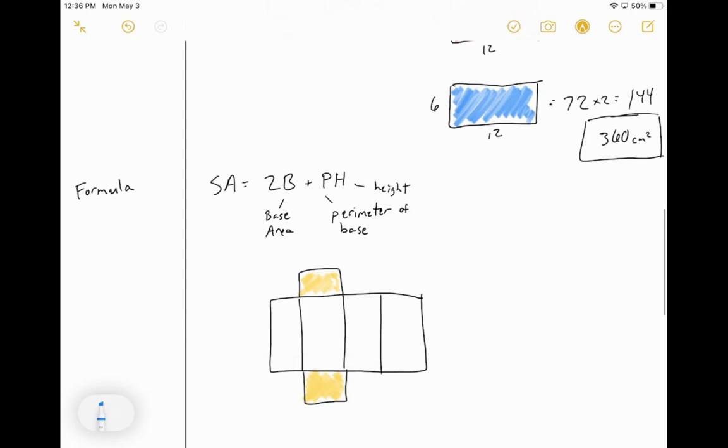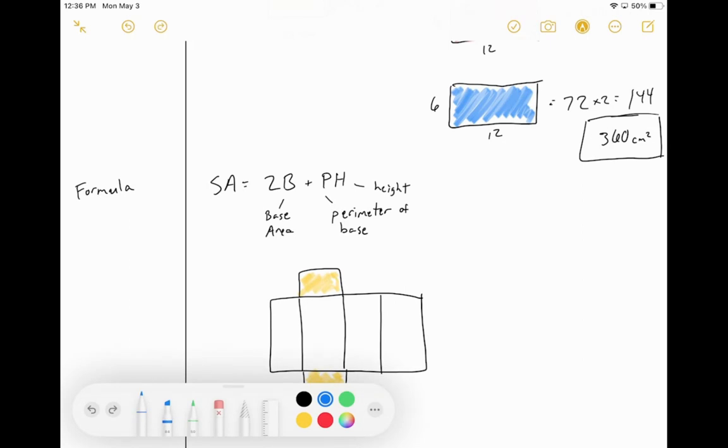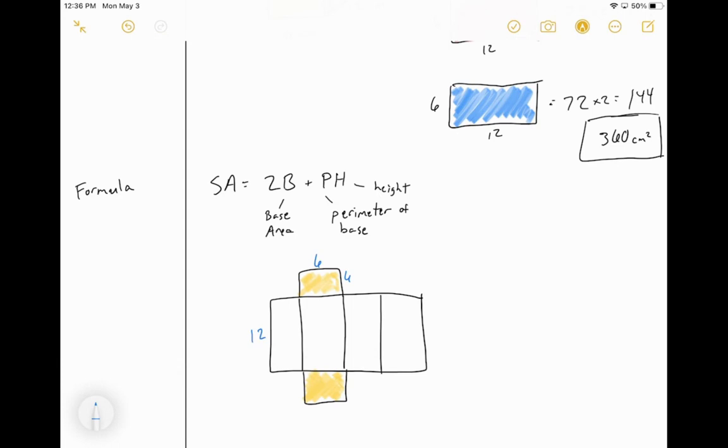This is 6 by 6. And then this is 12. There's your numbers right there. Okay, so if you think about this, this is what we call a net of a shape. A shape that is unfolded is the net of the shape.